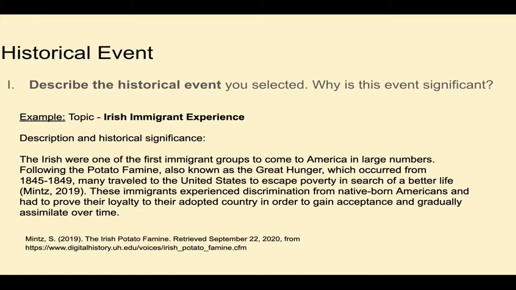So if I was going to pick a topic, Irish immigrant experience, this is what my description might look like of its historical significance. The Irish were one of the first immigrant groups to come to America in large numbers. Following the potato famine, also known as the Great Hunger, which occurred from 1845 to 1849, many traveled to the United States to escape poverty in search of a better life. These immigrants experienced discrimination from native-born Americans and had to prove their loyalty to their adopted country in order to gain acceptance and gradually assimilate over time. So that's my topic. That's an explanation of what it was, and that's explaining why it's significant in our study of American history.